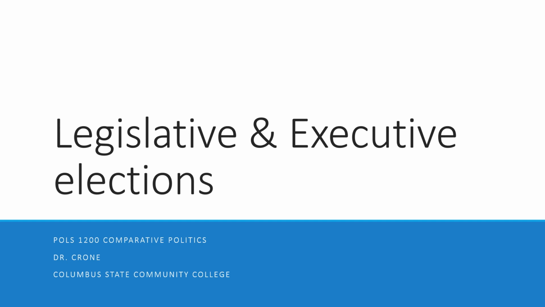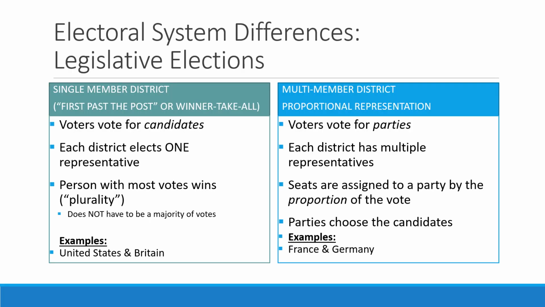We're back with the second video in our Legislatures and Executives unit. This time we'll look at elections. There are two different electoral systems that democracies can choose from. The first one's called the single member district winner-take-all system. The British call it the first past the post system.